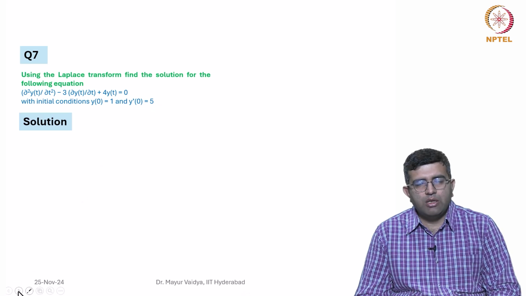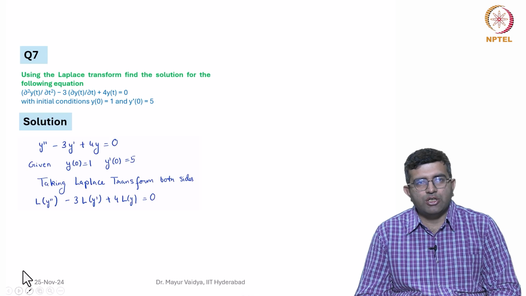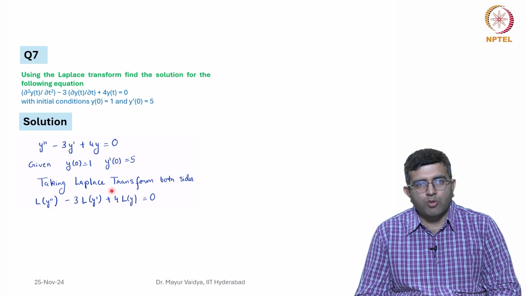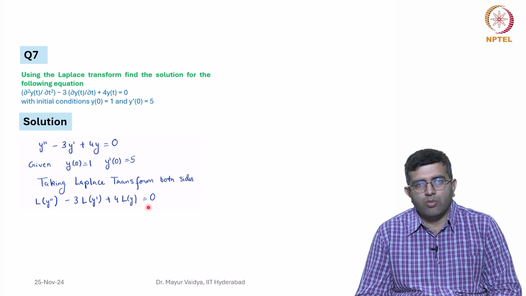We have seen one example in the lecture itself. So basically, I am writing d square y by dt square as y double prime minus 3y dash plus 4y is equal to 0. Now, because we are given these conditions already, let me take the Laplace transform of both sides. So it becomes Laplace of y double prime minus 3 times Laplace of y prime plus 4 L of y is equal to 0.